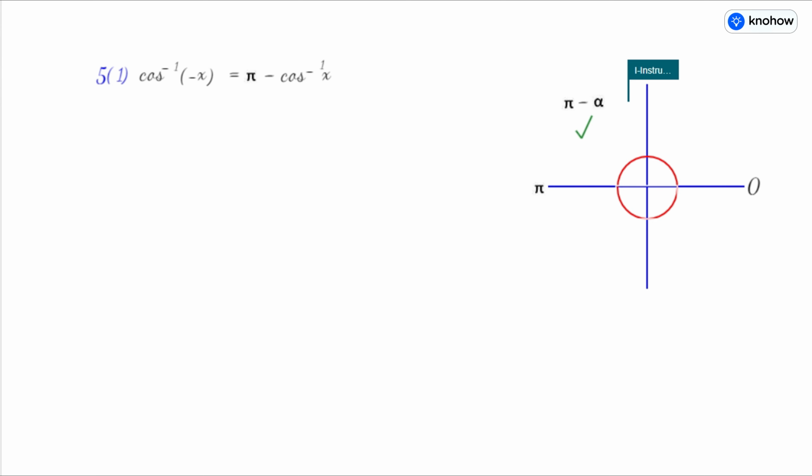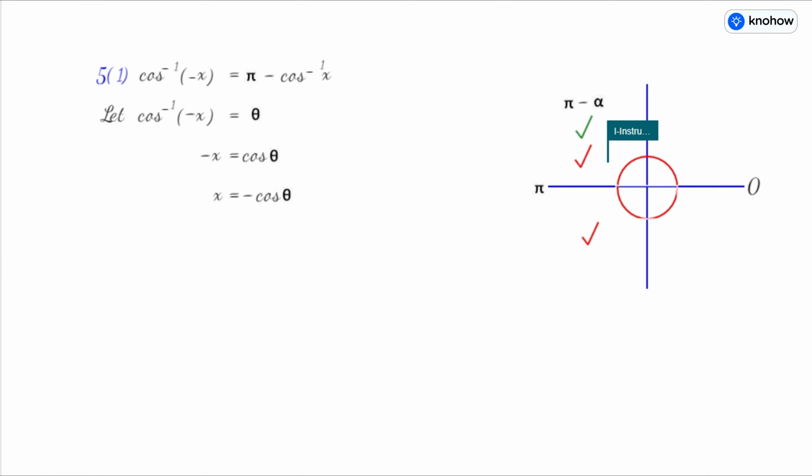Now let's take the proof. Let cos inverse of negative x be theta. So negative x is equal to cos theta, or x is equal to negative cos theta. Now when is cos negative? Cos is negative in second or in third. But we cannot take it in third because the principal value branch is 0 to pi. Either in the first or second. In the first we could take it if the value is positive. So the value is negative only in the second quadrant. And what kind of angles are there in the second quadrant? Pi minus alpha kind.